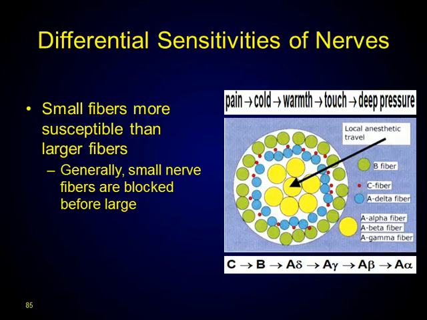When you say autonomics go first, do you mean just the afferent limb to the autonomics? Yes, the afferent limb to the autonomics. You definitely get hypotensive first. Okay. I'm going to test you on this. Pain, followed by cold, followed by warmth, touch, and then deep pressure.